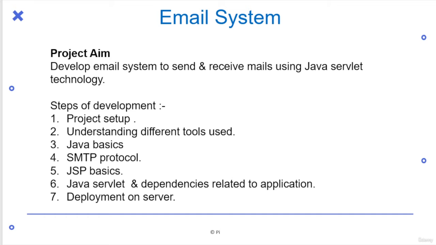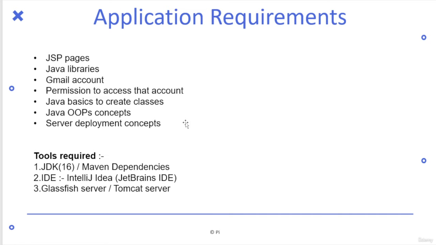So let us see the application requirements. JSP pages, to define the JSP. Here I am mentioning only JSP pages, but consider I am also accessing different CSS files and Bootstrap files to create some UI for receiving mail. Sending mail is very easy. I am going to use some Java libraries here. Then a Gmail account: you should have a Gmail account or any SMTP server account. Permission to access that account is needed, and I will tell you what permissions you need there.